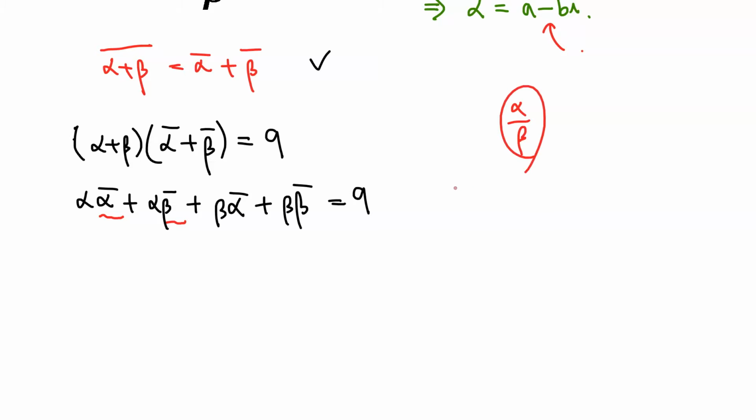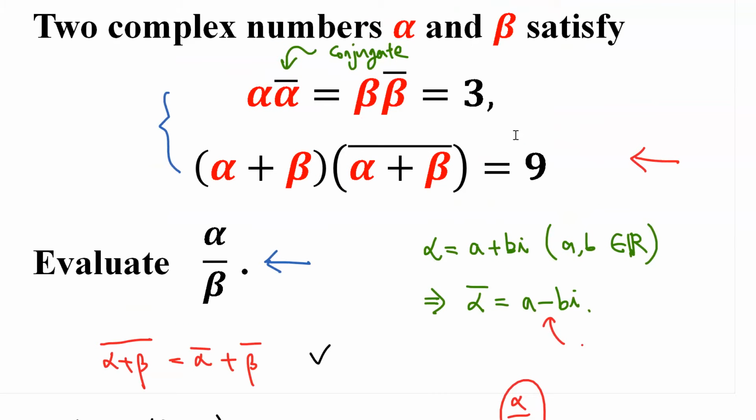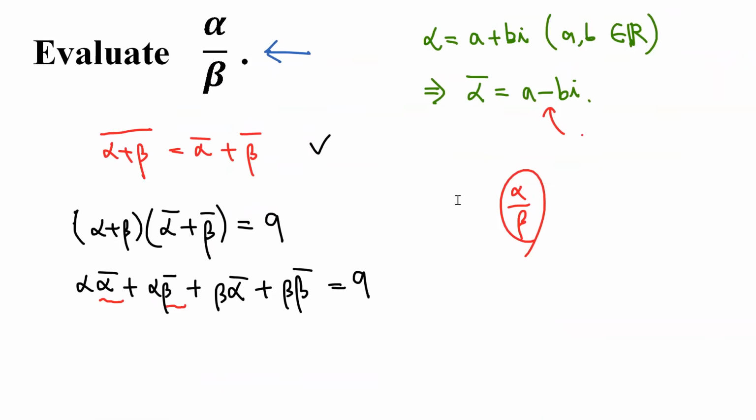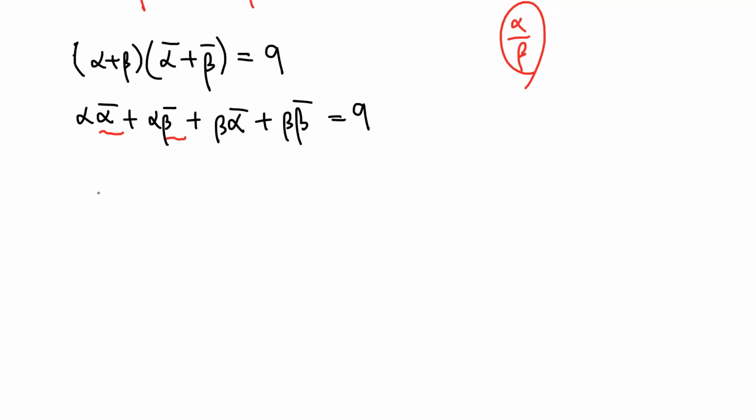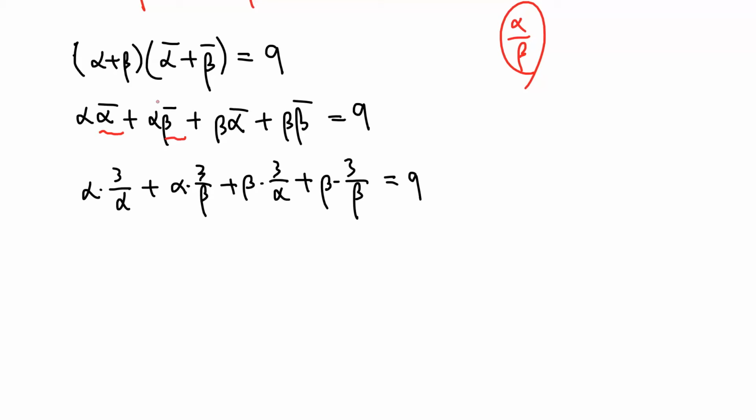This equation contains alpha bar and beta bar, and we want to eliminate them because we want to obtain alpha over beta. Therefore, we have to use the first given condition. From this condition, we have alpha bar equals 3 over alpha and beta bar equals 3 over beta. So if we use that, we have alpha times 3 over alpha plus alpha times 3 over beta plus beta times 3 over alpha plus beta times 3 over beta equals 9. So this cancels out and this cancels out.